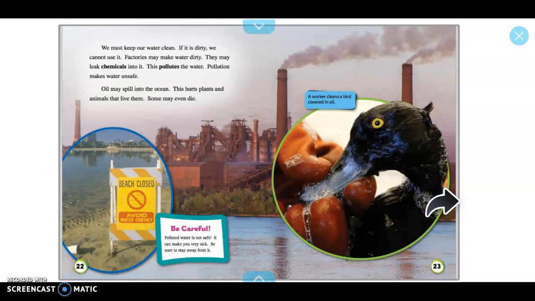We must keep our water clean. If it is dirty, we cannot use it. Factories make water dirty. They may leak chemicals into it. This pollutes the air and the water. Pollution makes water unsafe. Oil may spill into the ocean. This hurts plants and animals that live there. Some may even die. Okay?